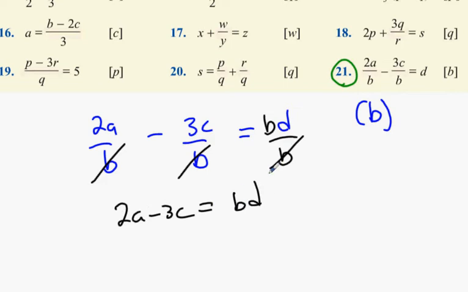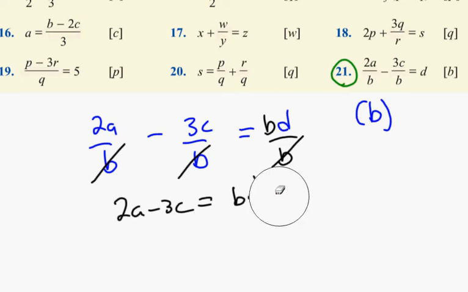Now, looking to get b on its own. So what's stopping the b from being on its own is the presence of the d. If we move the d, it's currently being multiplied by b. So if we divide 2a minus 3c by d, we get the answer for b. Okay. B equals 2a minus 3c all over d.